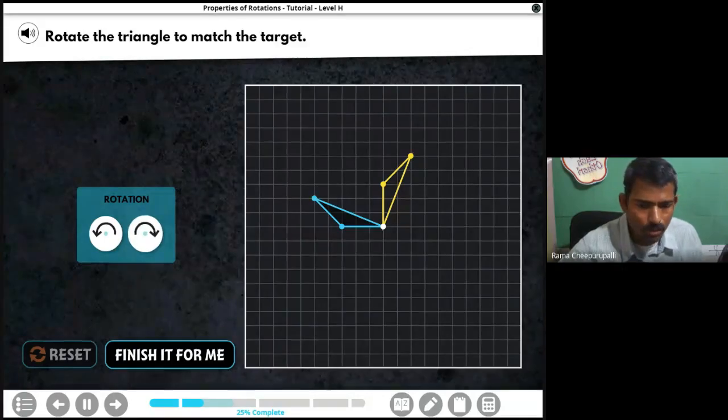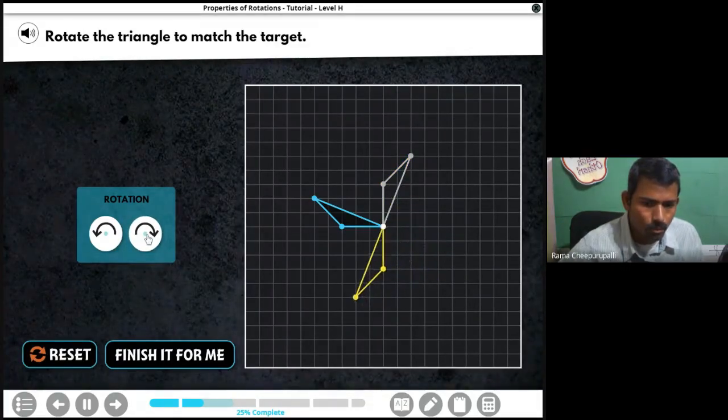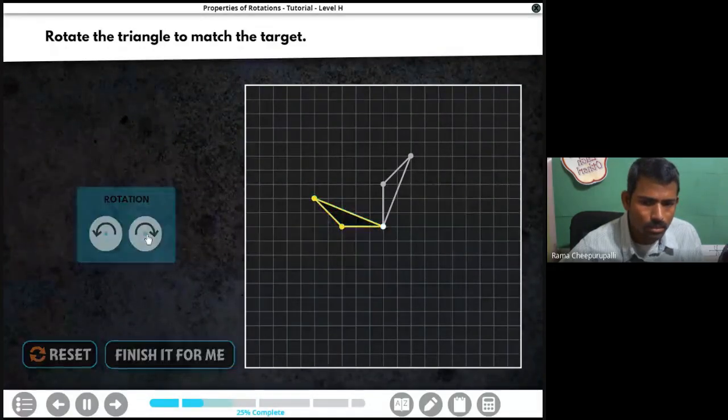Watch this one. If I go clockwise, 90, 180. If I do one more, it's going to be 270. Nice! You rotated the triangle from its original position to the target. You can rotate the triangle 90 degrees counterclockwise.